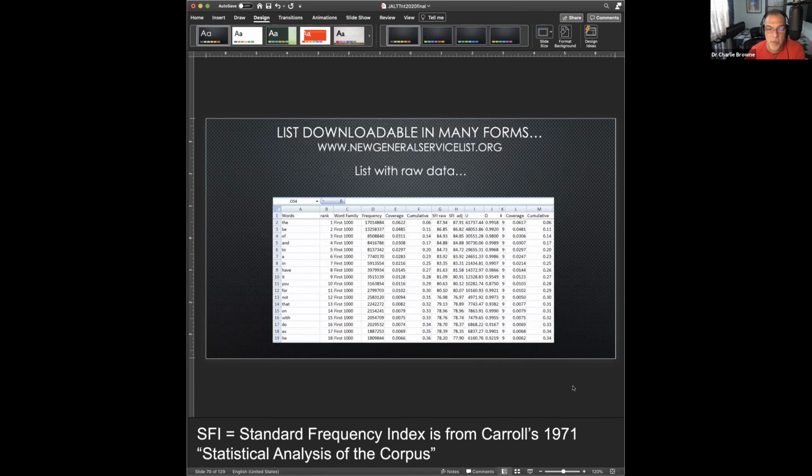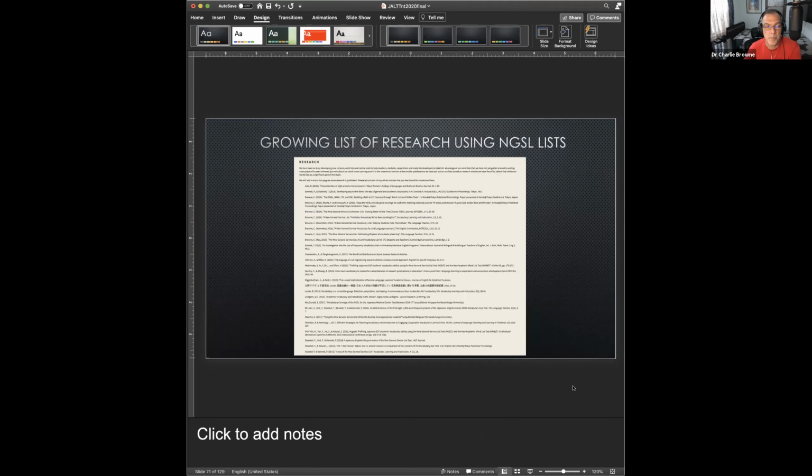We've also tried to provide the statistical data that we generated from our corpus so that researchers can analyze it. There's also a good growing number of research articles published on our word list, and so we try and keep track of that. I haven't updated in a couple of months, but as of 6 months ago, there are probably 20 or 30 articles, and they're listed there for you to look at.